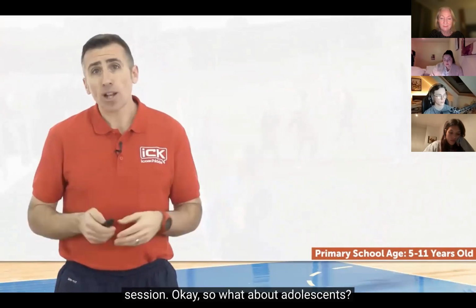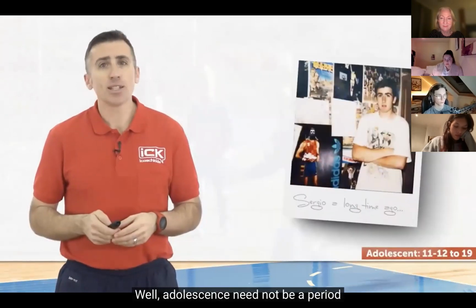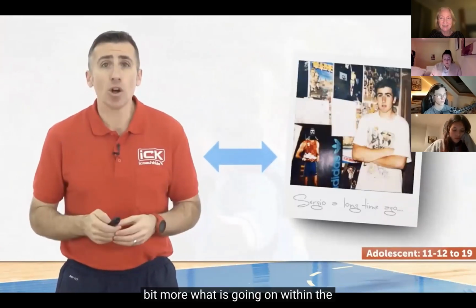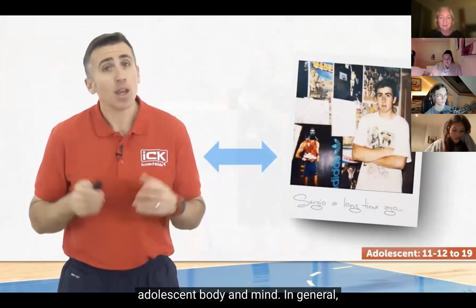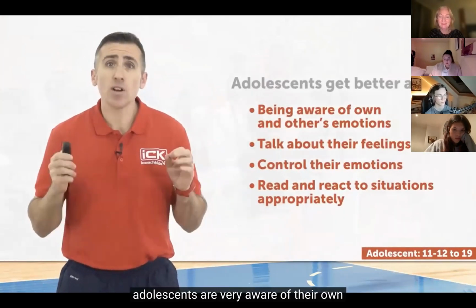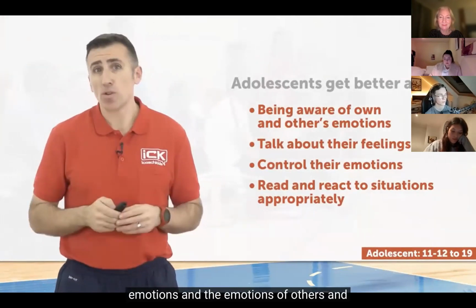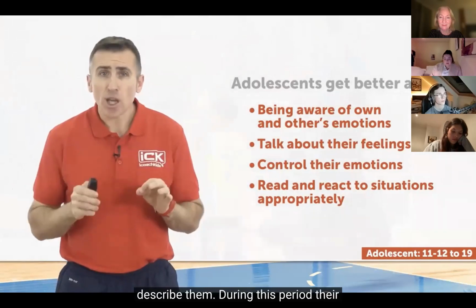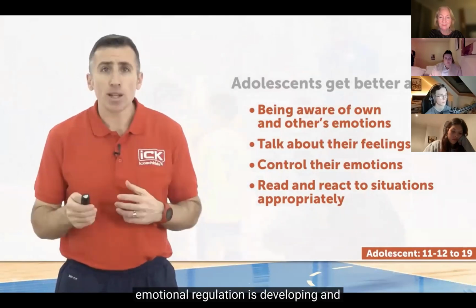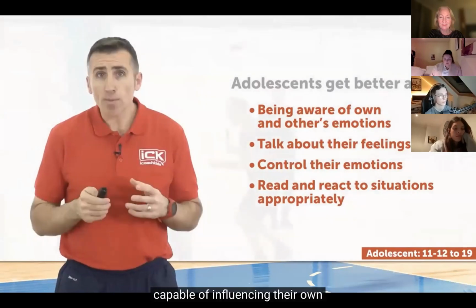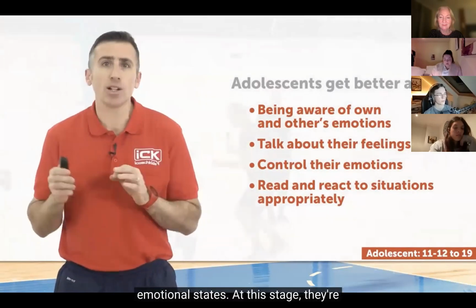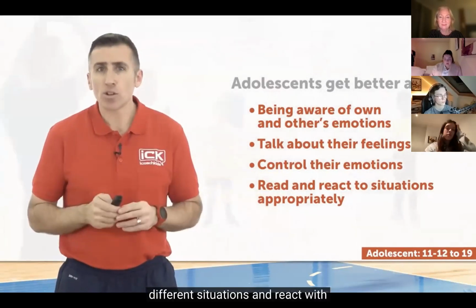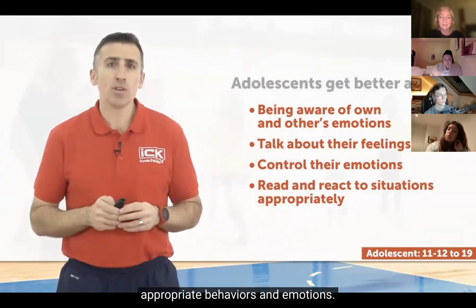Okay, so what about adolescents? Well, adolescence need not be a period of storm and stress if we understand a bit more what is going on within the adolescent body and mind. In general, adolescents are very aware of their own emotions and the emotions of others, and they have an extensive vocabulary to describe them. During this period, their emotional regulation is developing, and therefore they are progressively more capable of influencing their own emotional states. At this stage, they're also becoming more able to interpret different situations and react with appropriate behaviors and emotions.